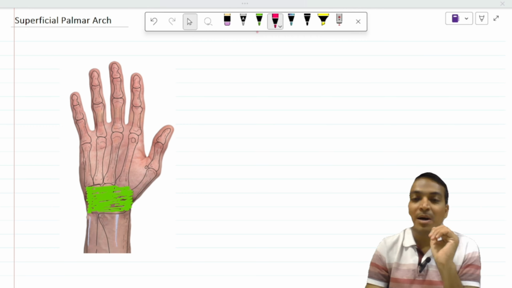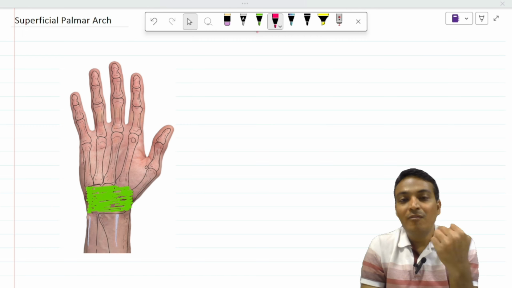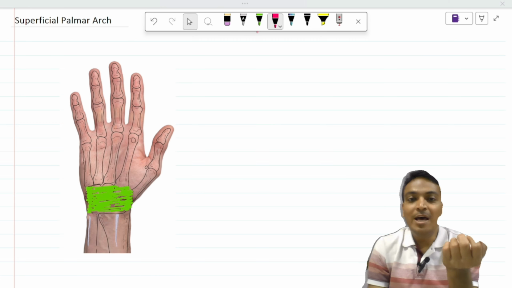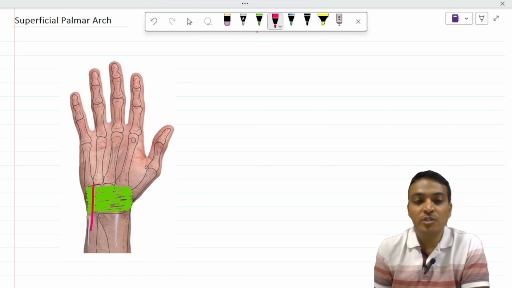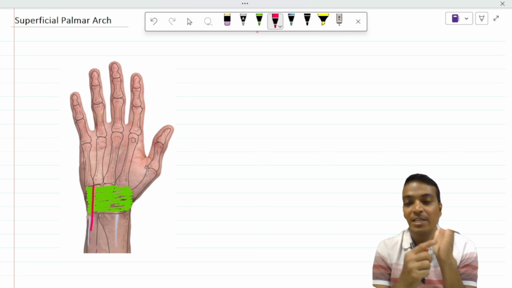The superficial palmar arch is mainly formed by the ulnar artery. As we know, this ulnar artery passes superficial to the flexor retinaculum. As soon as it reaches superficial to the flexor retinaculum, it reaches the palmaris brevis muscle, which is situated on the hypothenar side.